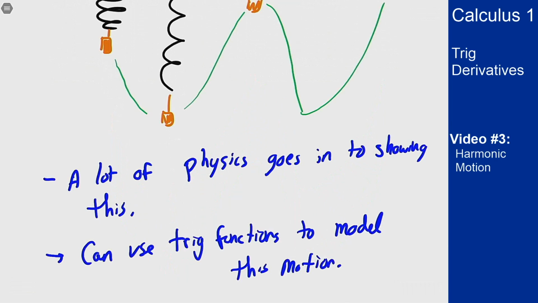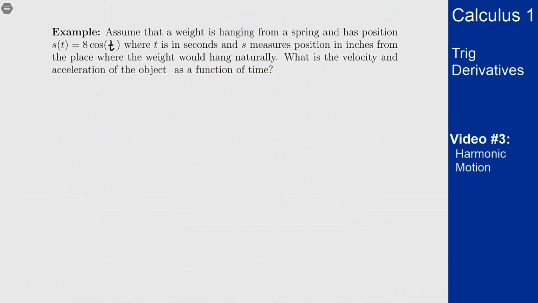Let's look at an example of a problem with this and see what we can say using our newfound trig derivatives. Assume that a weight is hanging from a spring, position s of t is 8 cosine of t, where t is in seconds, and s measures from the place where the weight would hang naturally. That's the other component of these problems. You have to set your 0 point to be where the weight would hang on its own if you didn't disturb it, and then you can pull it down and let it bounce from there. But the 0 point has to be where the weight would hang on its own.